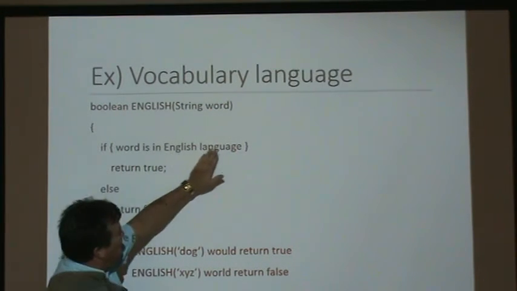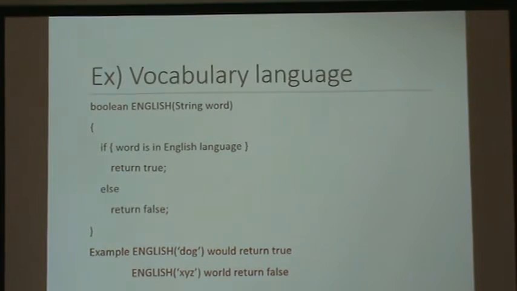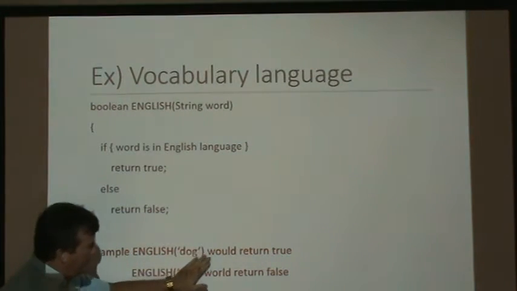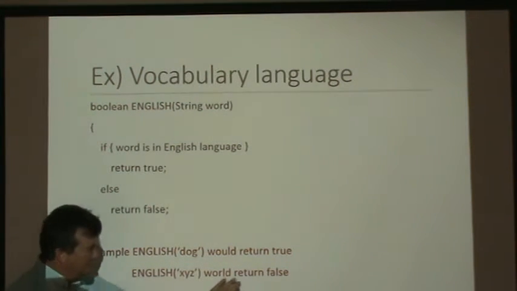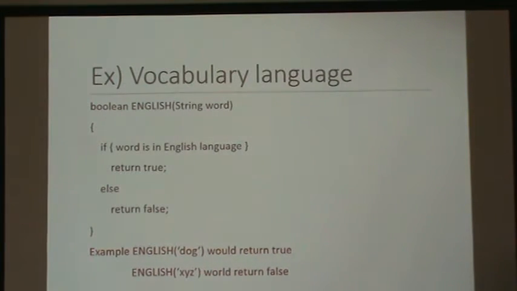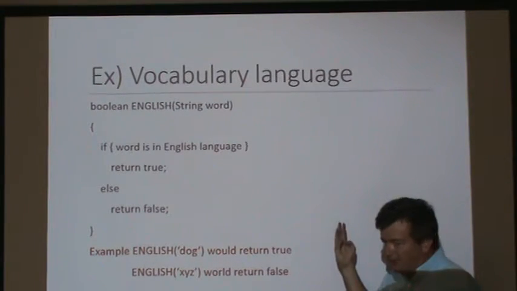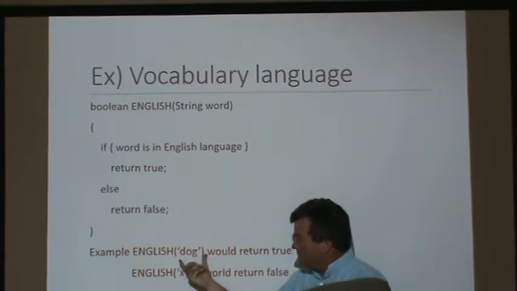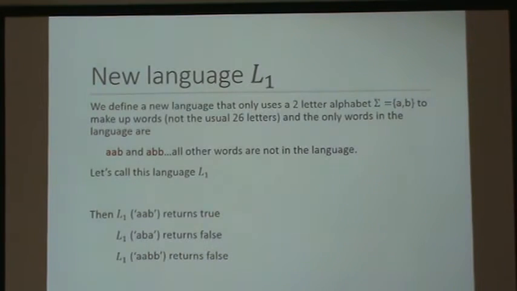So we have to put some more interesting code in the brackets here, but if the word is in the English language, we return true, otherwise we return false. So if we called English and passed in dog, it should return true. It's a member of the language. If you put in XYZ, it should return false. That's not a word in the English language. So that would be where we're taking the symbols A through Z, picking some subset of them, arranging them in some kind of order, and then running some computation that answers yes or no, if it's in the language.